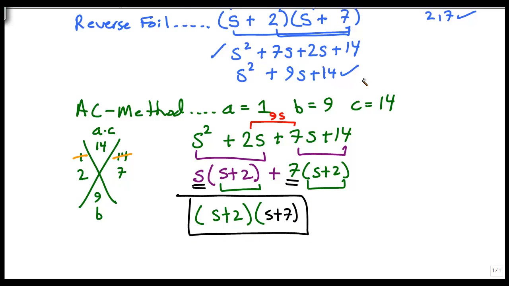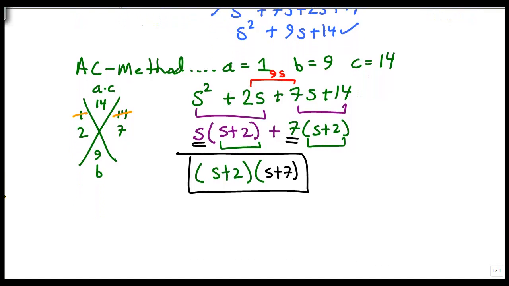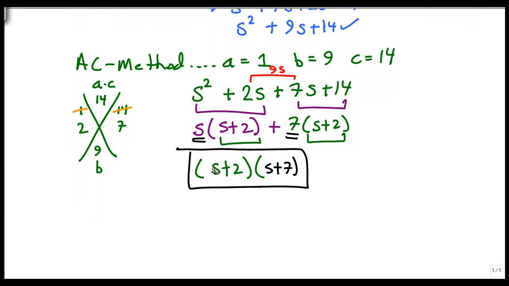Now notice it's the exact same thing that we got up here when we were working with the reverse FOIL method. Now remember, you can always check your answer. S squared, 7s plus 2s is 9s. 2 times 7 is 14.